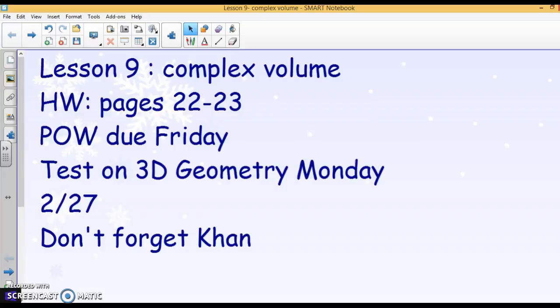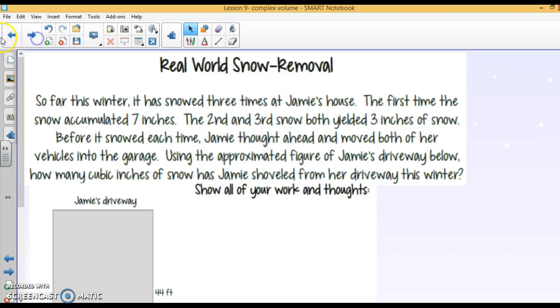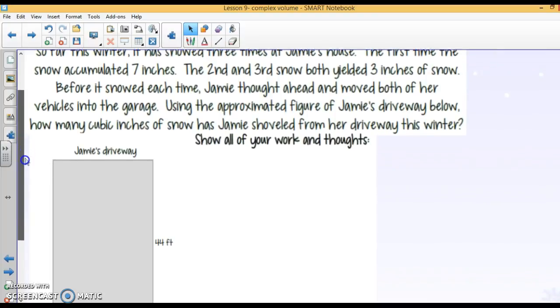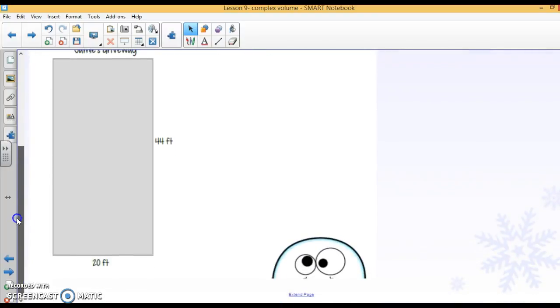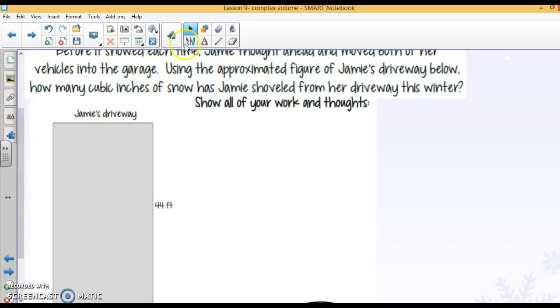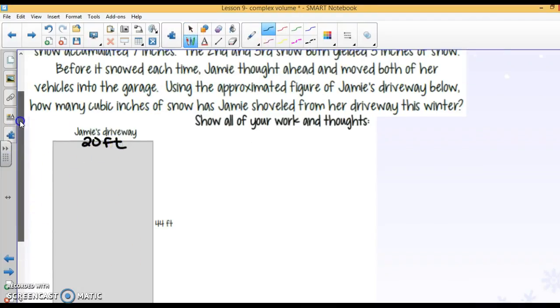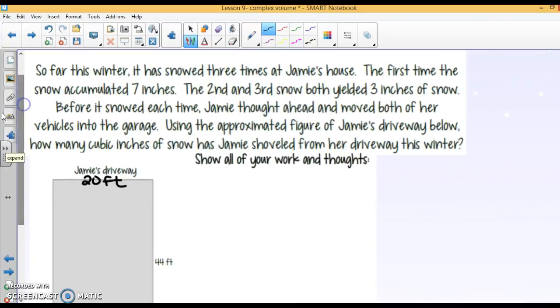All right, today's lesson is the solid geometry unit, lesson 9, complex volume. The homework that goes along with this is page 22 and 23 in your note packet. All right, I'm going to scroll this up. And this driveway is, I'm going to write this here, 20 feet by 144 feet. All right, go ahead and pause this. Try this problem for a warm-up.